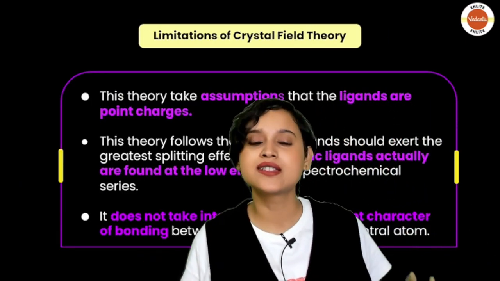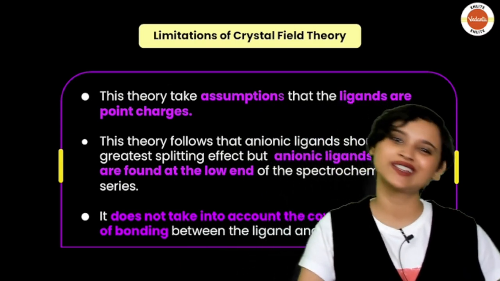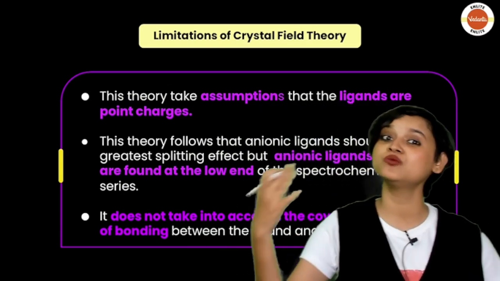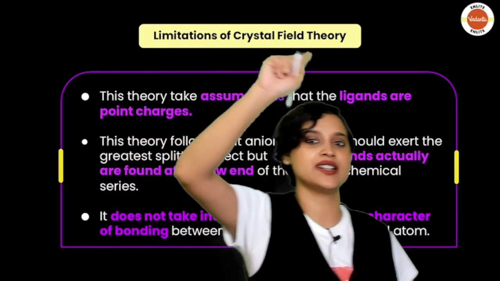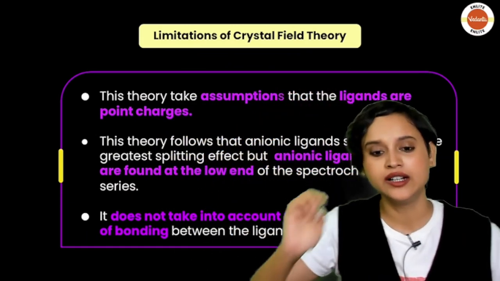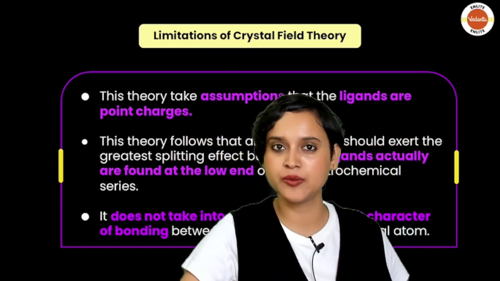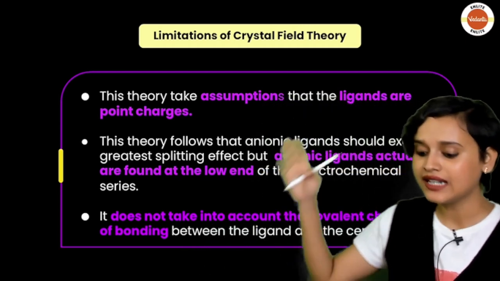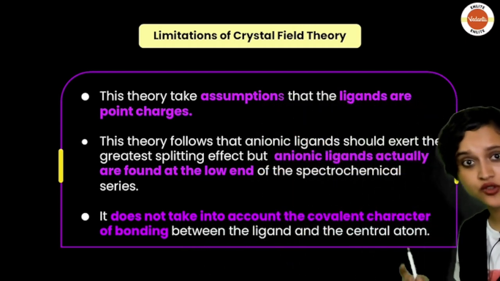Now, obviously, crystal field splitting theory was also not the end of it, which is why we came down to molecular orbital theory, and that we have studied in chemical bonding, if you remember. I hope you do remember. So that means we have to study the limitations, the disadvantages.